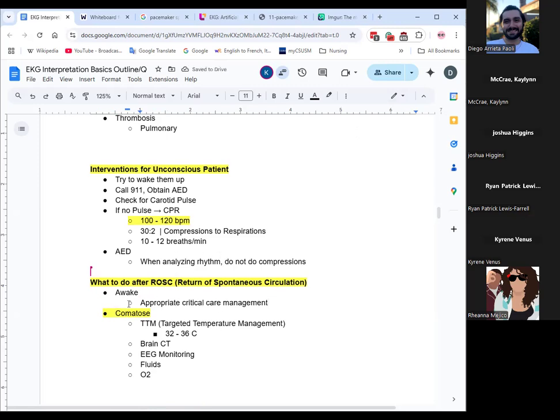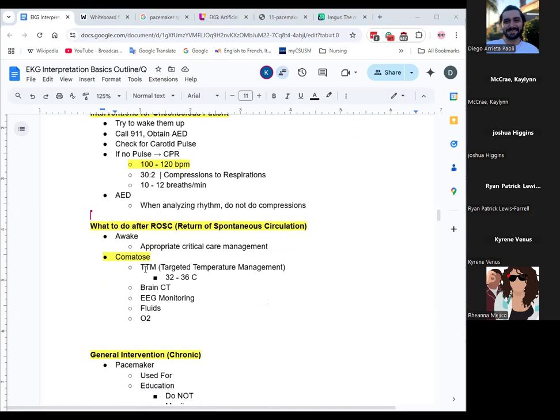The algorithm honestly just says appropriate critical care management for awake. If you guys want the picture, I don't know what they mean by that, but it's keeping them hemodynamically stable. But very specifically, you may or may not have to know this. Anyways, moving on.